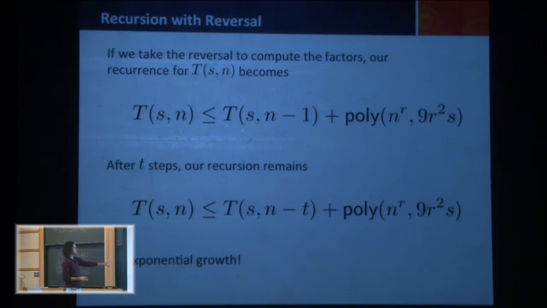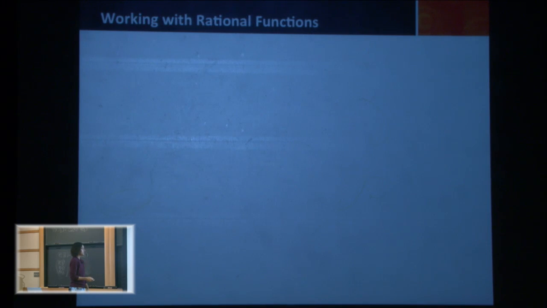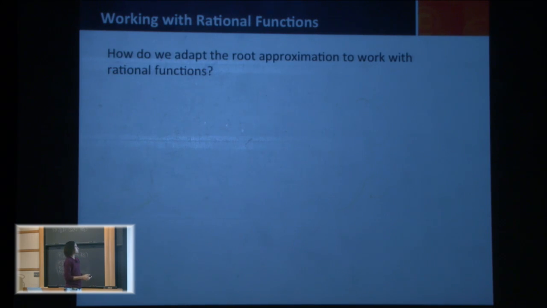Okay. Now, so this is the reversal. And now let me just touch a little bit on how do we work with rational functions, which is also a technique from Strassen: how do we adapt the root approximation to work with rational functions? Because now we can say, well, it's a polynomial that has only terms of degree higher than t.